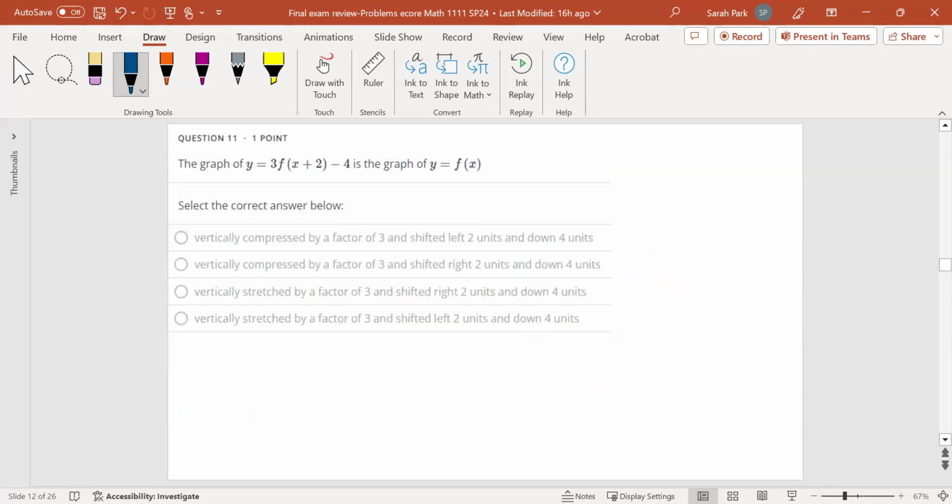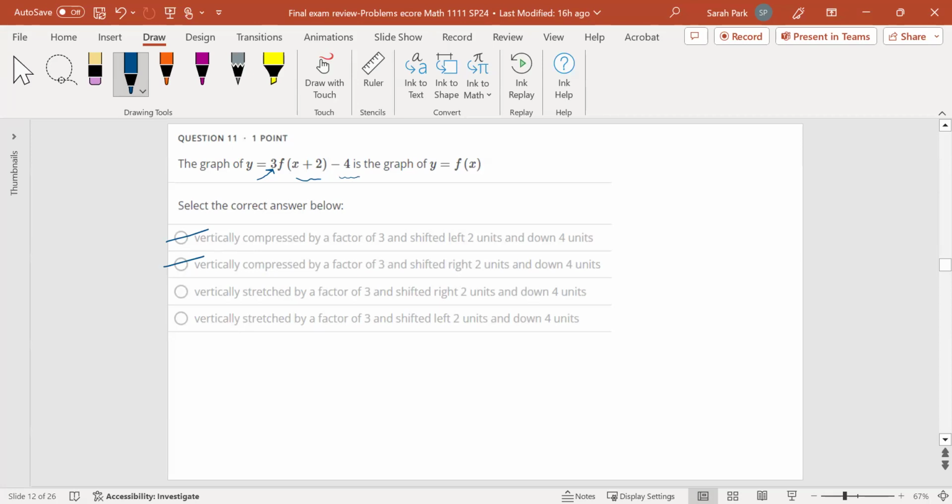Okay, question 11, the graph of y equals 3 f of x plus 2 minus 4 is the graph of y equals f of x, and we need to do the transformations on it. So looking at 3, I know that's going to be a vertical stretch by a factor of 3. So this says vertically compressed, so let's just eliminate those. And then the plus 2 is going to be a shift to the left 2 units. And then a down 4 units because of the minus.